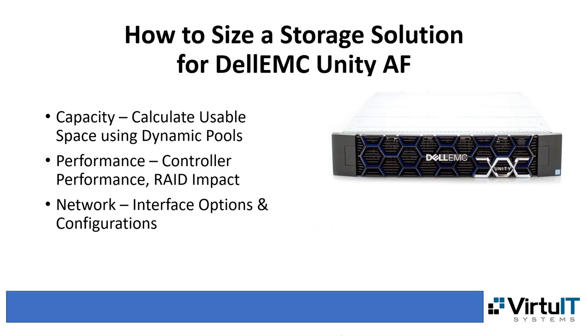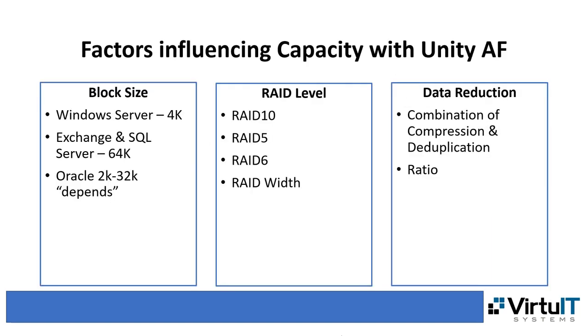So we're going to think about first capacity, right? We want to be able to size for the usable space, and we're going to use a feature called dynamic pools, which is a function of the all-flash Unity in order to create the capacity profile required for the applications. We want to think about performance, right? What kind of performance do we get depending on what type of controller we use, and what's the impact of using RAID? And we want to look at the different networking interface options and configurations.